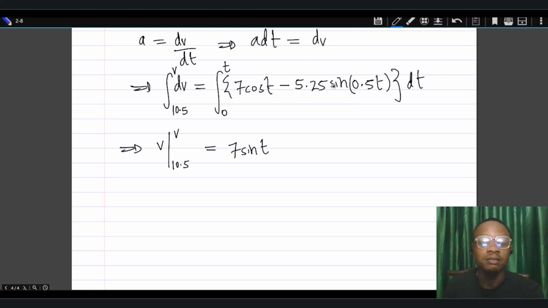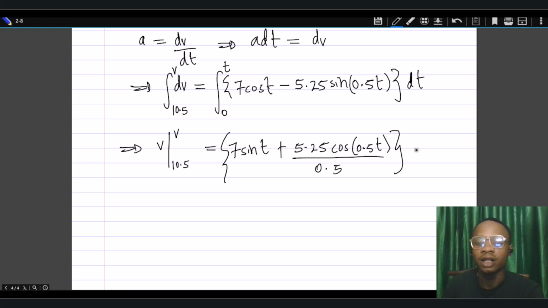the integral of sine is minus cos. So with the minus here, this becomes plus. This is 5.25 cos 0.5 t. Now we divide by the derivative of this argument, which is 0.5, and that's everything about this integral. We need to evaluate this altogether from 0 to t. So let's find out what that gives us.